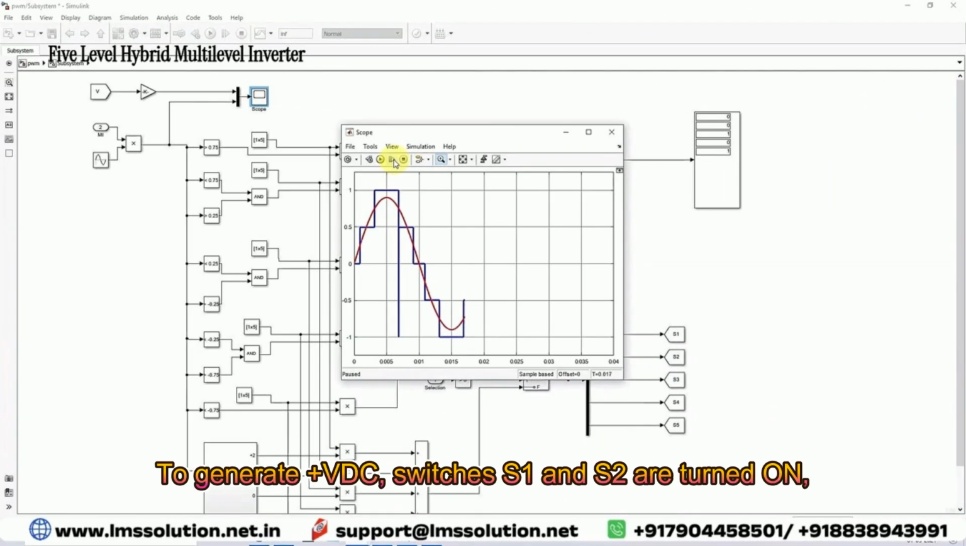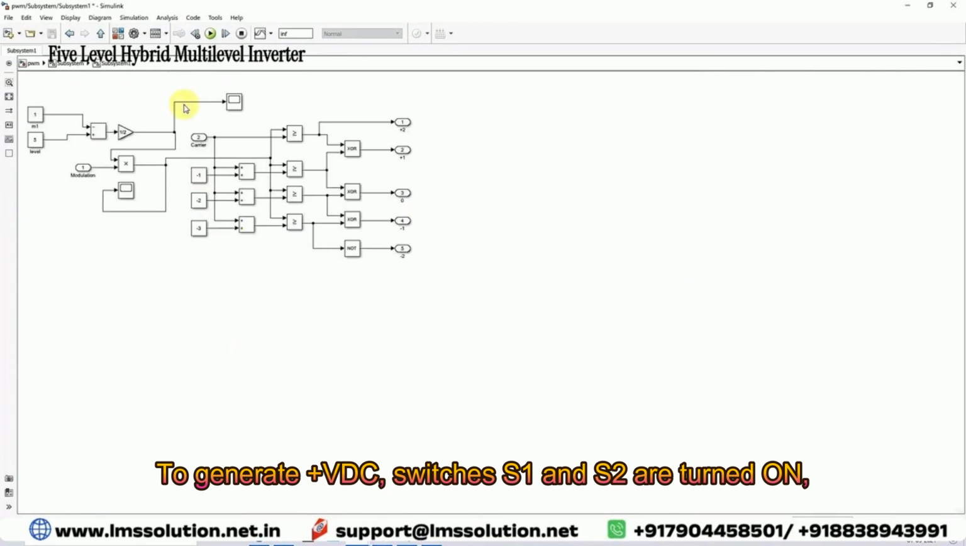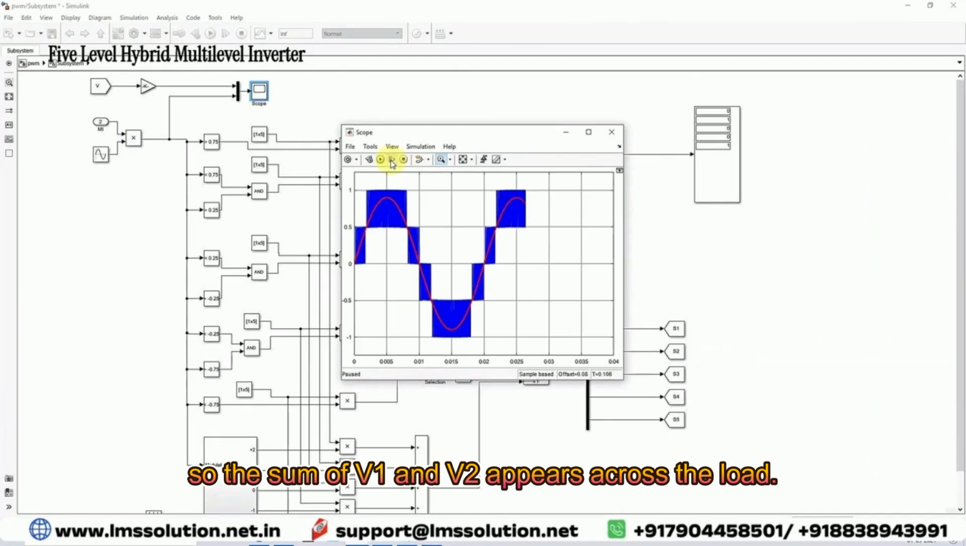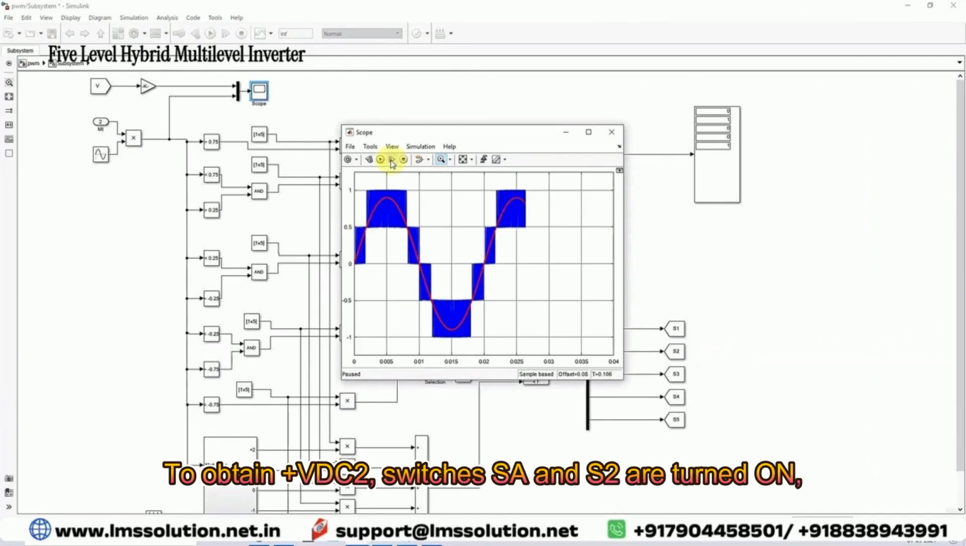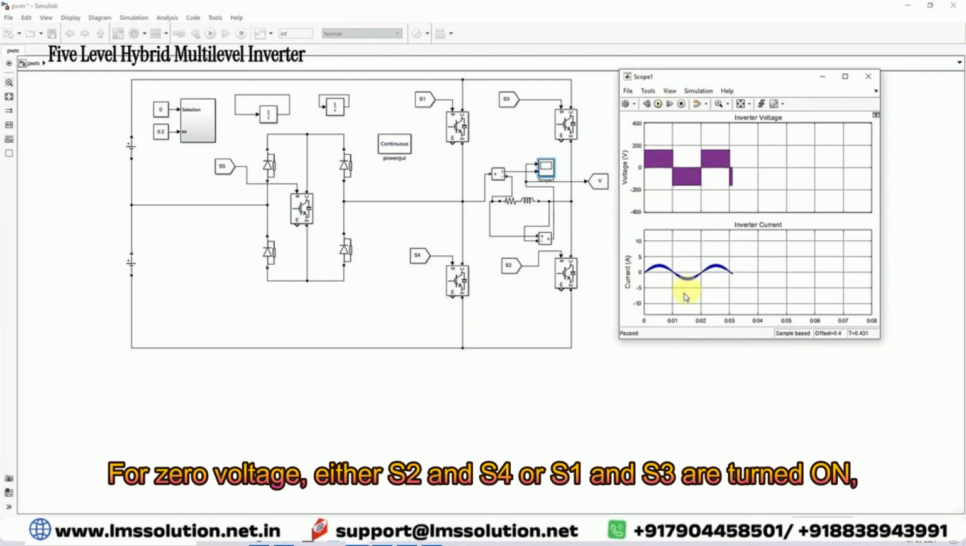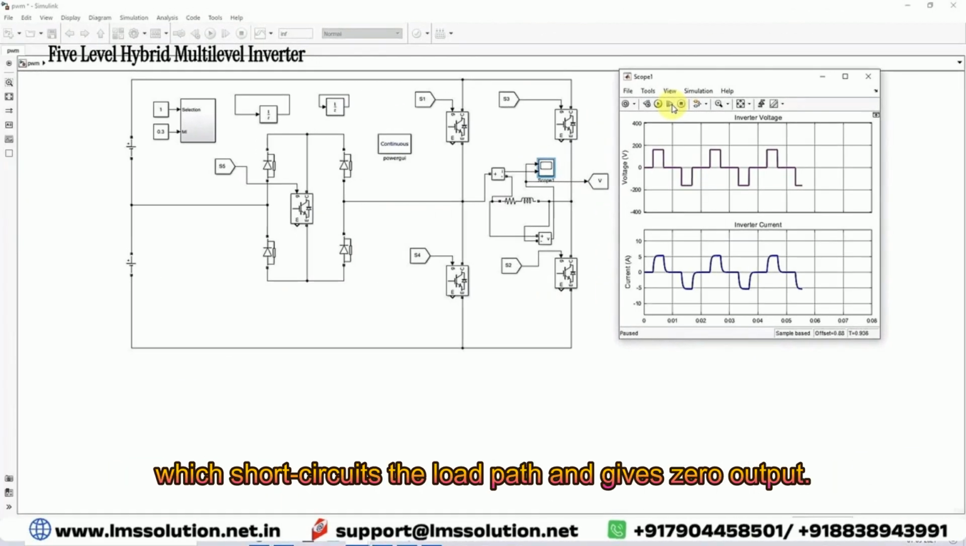To generate plus VDC, switches S1 and S2 are turned on, so the sum of V1 and V2 appears across the load. To obtain plus VDC2, switches SA and S2 are turned on, so only one source is applied to the load. For zero voltage, either S2 and S4 or S1 and S3 are turned on, which short circuits the load path and gives zero output.